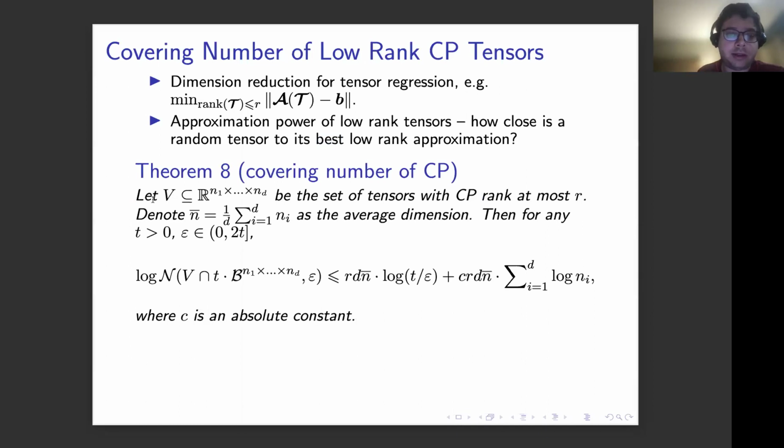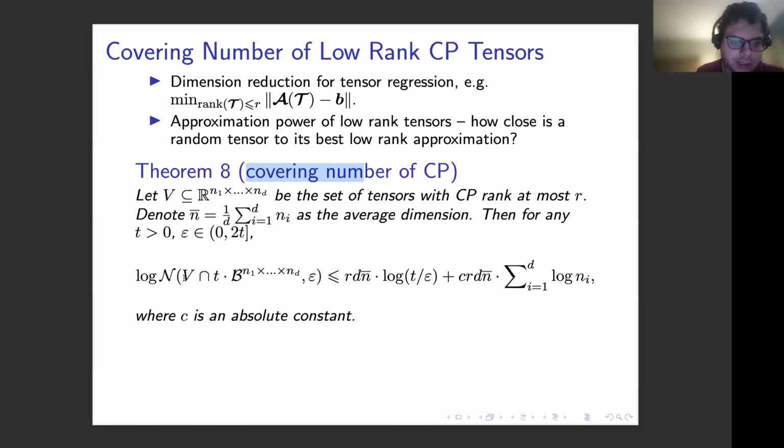So we can apply our theory to give a cover number bound on the CP tensors and then a tubular volume bound on CP tensors. So here's what you get. V here is the set of n1 up to nd tensors whose CP rank is at most R. N bar will be the average dimension here. And we'll take any epsilon between 0 and 2t.